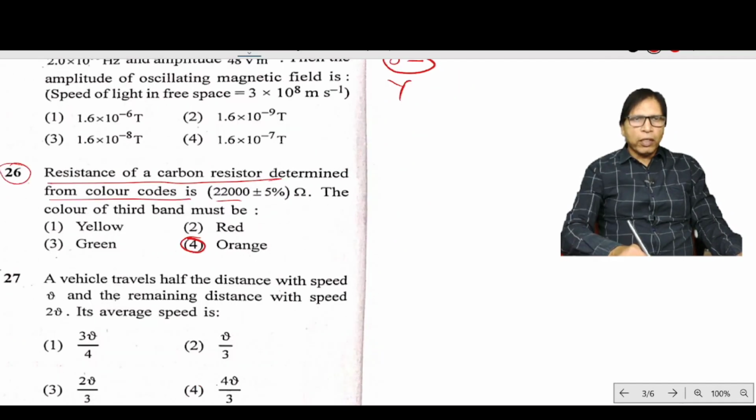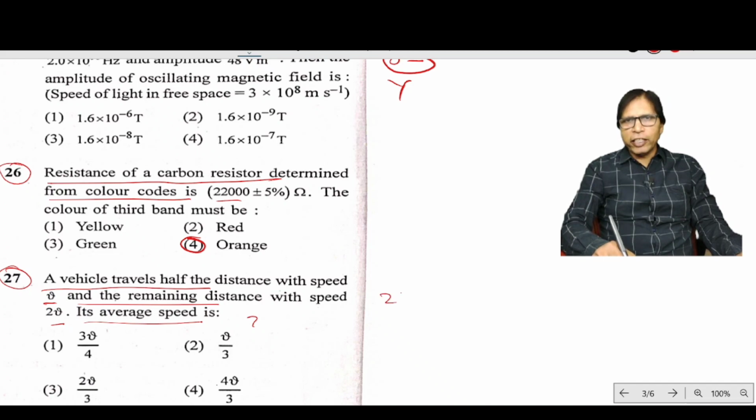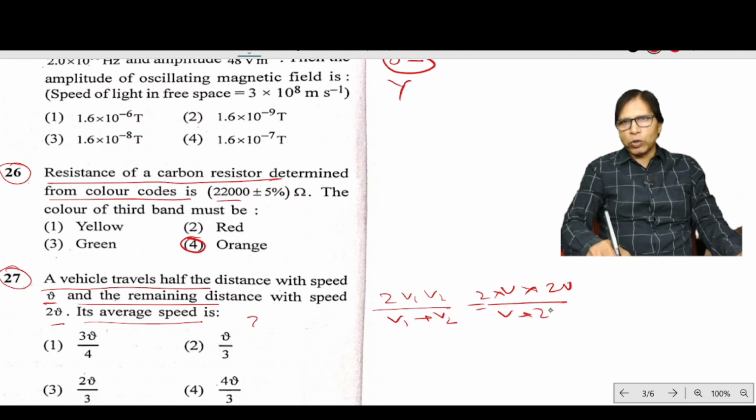Option 4 is correct. Okay. Now question number 27. A vehicle travels half the distance with speed v and the remaining distance with speed 2v. The average speed? You know the average speed for equal distances is 2 V1 V2 divided by V1 plus V2. So this is v × 2v × 2 divided by v plus 2v. So this is 4v by 3. Option 4 is correct.